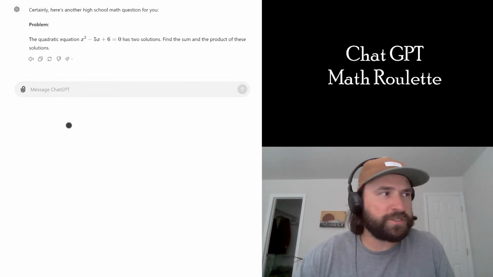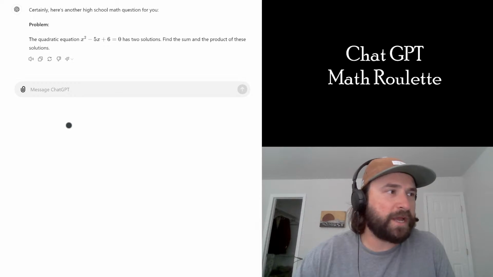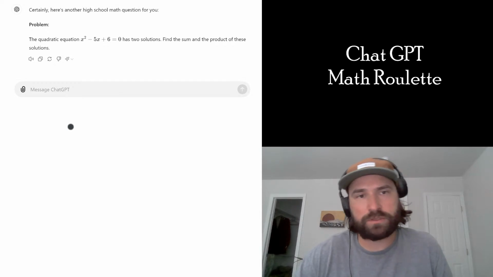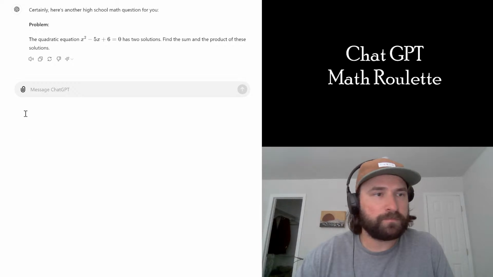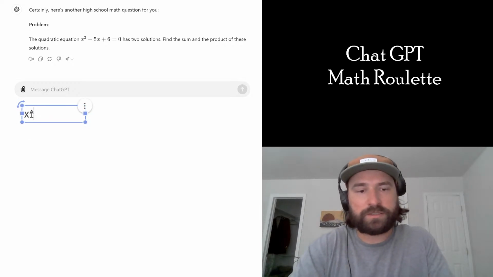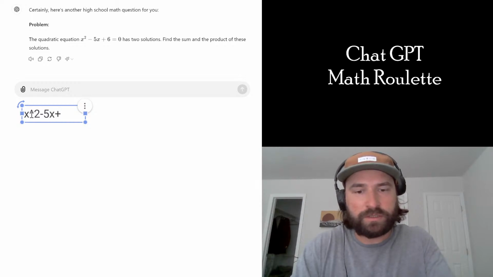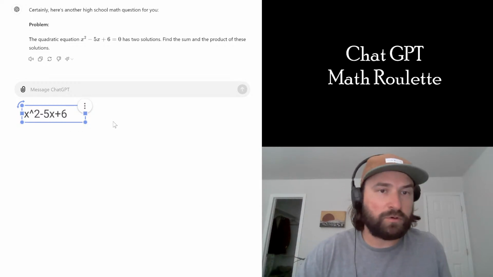All right, so our question is, the quadratic equation x squared minus 5x plus 6 equals 0 has two solutions. Find the sum and product of these solutions. Cool, so the first thing we're going to have to do is find the solutions to this equation. So our equation is x squared minus 5x plus 6, which is a quadratic equation.